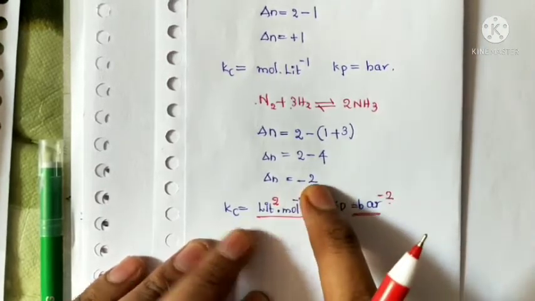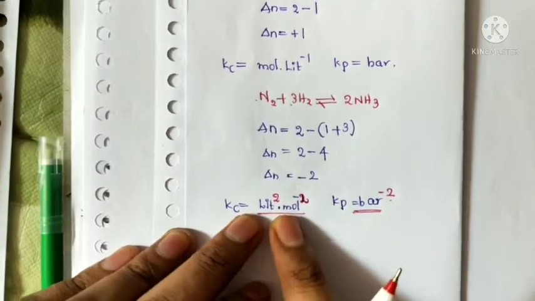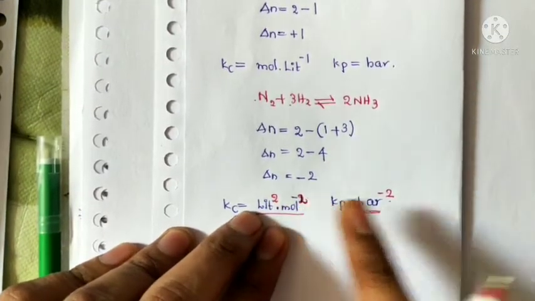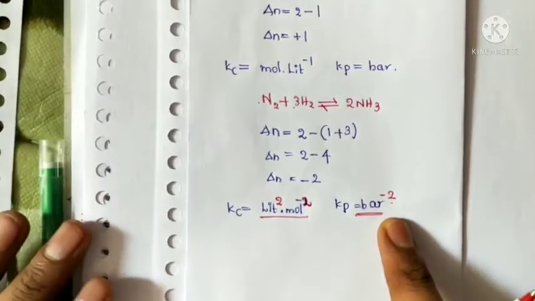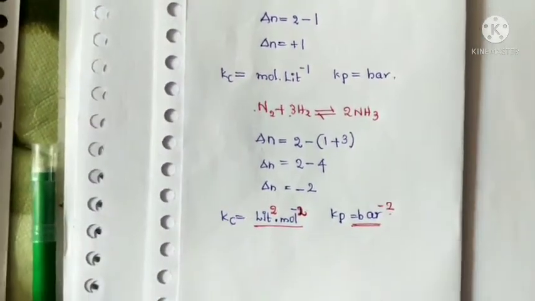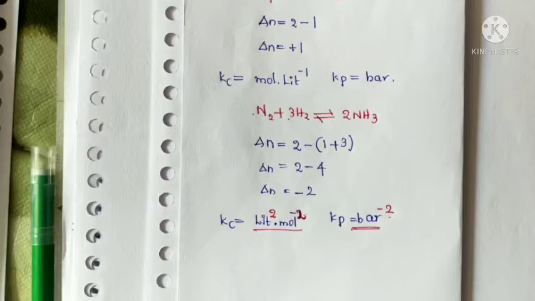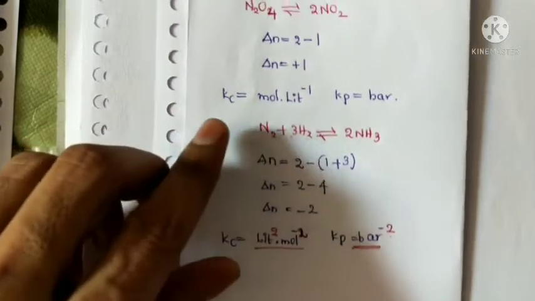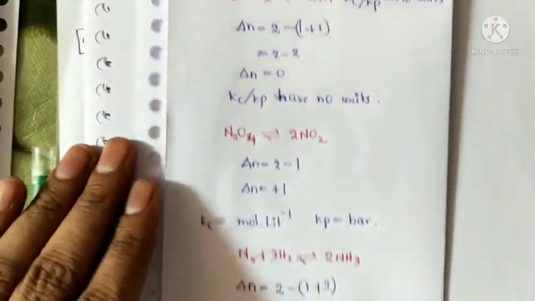Here it is also 4: liter per 4, mole power of -4 and bar power of -4, like this. Okay, so in this way we can express the equilibrium constant units, either Kc or Kp, depending upon the reaction coefficients, that is the delta n value.